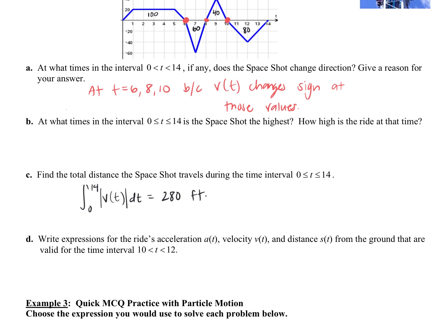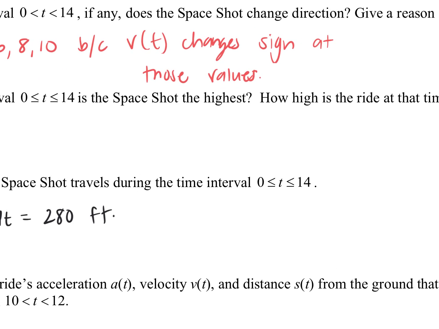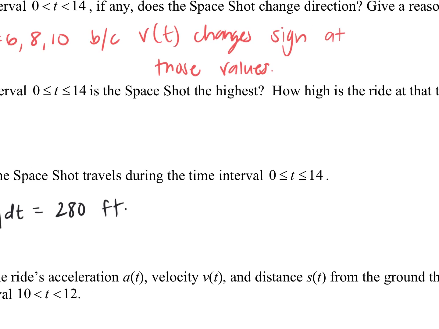All right. The reason we skipped to part C is because we need all of those area formulas to solve part B anyways. So it asks us at what time is the space shot the highest and how high is the ride at that time. If you guys remember, there was this thing called the candidates test. Do you guys remember that phrase at least maybe? Yes? Okay, the candidates test says that we need to test all of the values where the velocity is equal to 0 and also the beginning and end point.